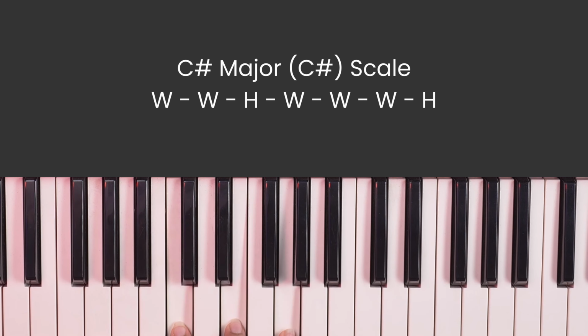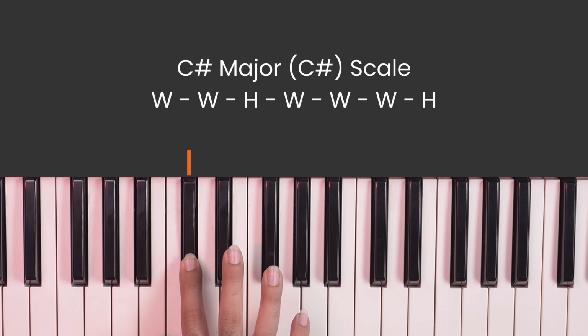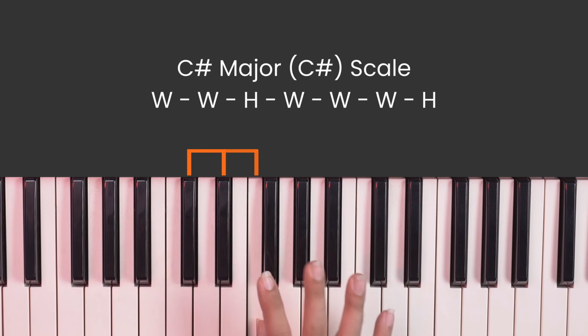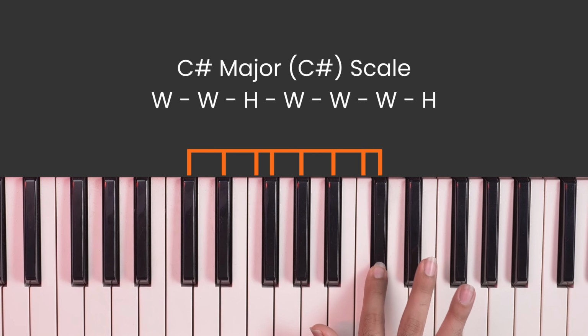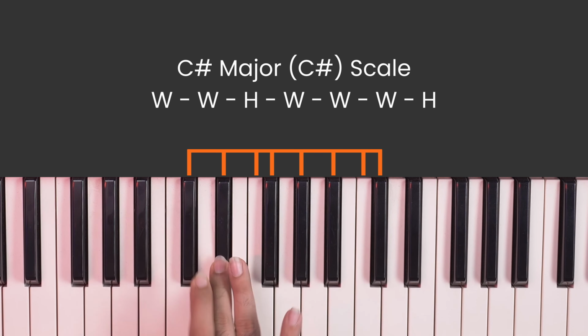Now you know the formula of major and minor scales. You can figure out any major or minor scale on this whole keyboard if you want to. You just need to know the formula. So we figured out the C major scale. Let's figure out the C sharp major scale. We go from here, whole, whole, half, whole, whole, whole, half. Then we go back to C sharp.